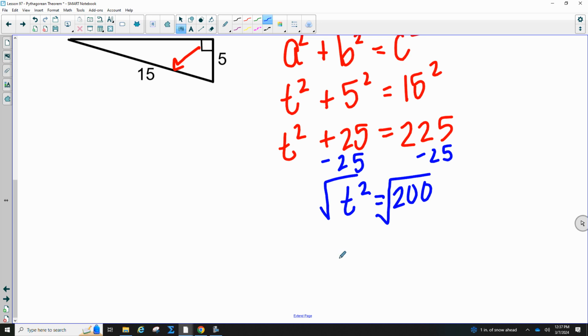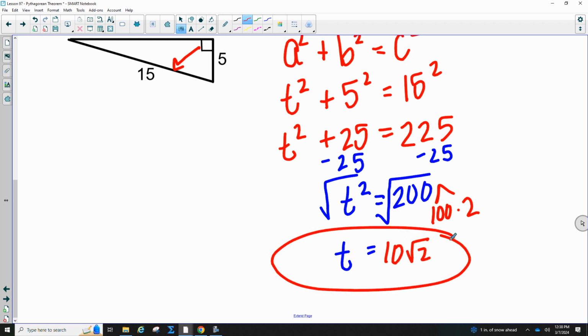And so T equals, I guess we could simplify this. 200 is 100 times 2. What is the square root of 100? So 10 root 2. Okay, the last one was not nice. Whatever we got, 61 doesn't simplify. There's no perfect squares in there, okay? Otherwise, do simplify it if there is a perfect square.